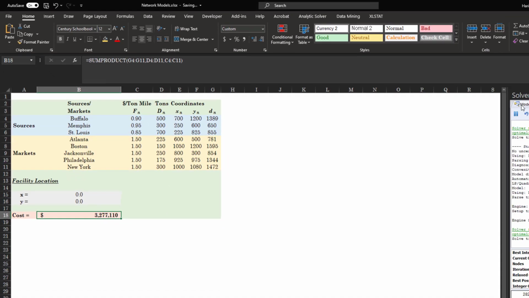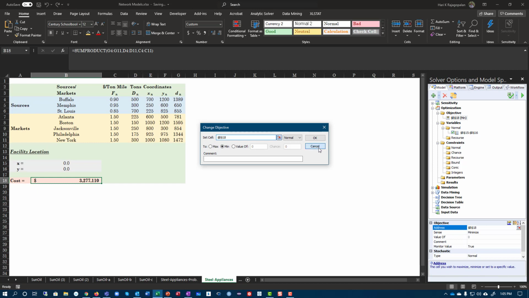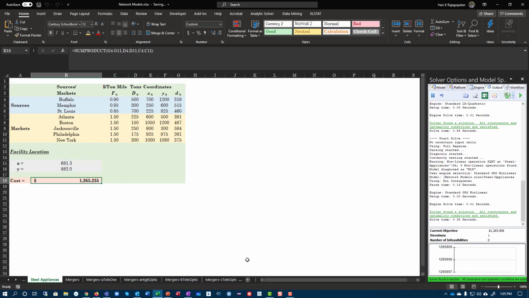And now once we have that, you want to minimize this. So you go to objective, make sure that you select this and minimize this. And the changing cells are, of course, these two here. And now we can run this model to get the minimum. So we need to locate this at 681.3 on the x-axis and 882 on the y-axis, and this is going to be a cost. This is called a gravity location model, where it looks at all these x and y axes and tries to locate it right at the center.